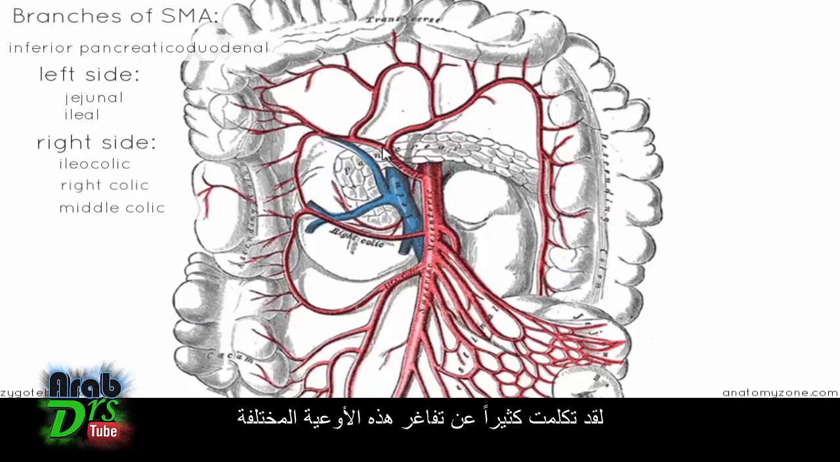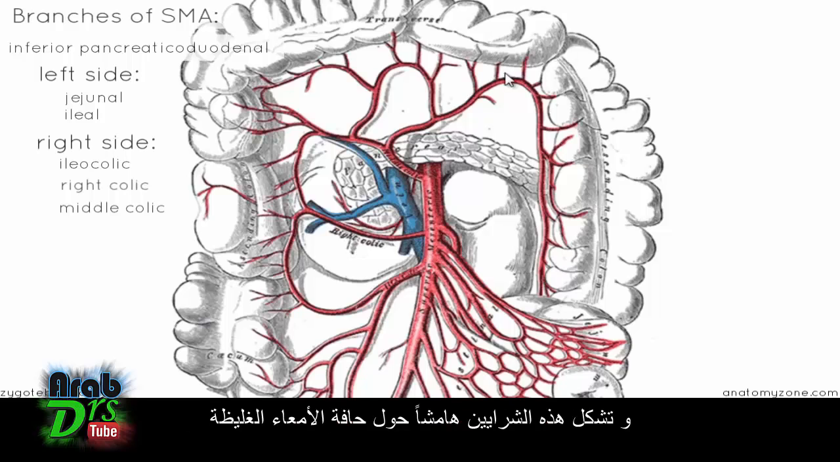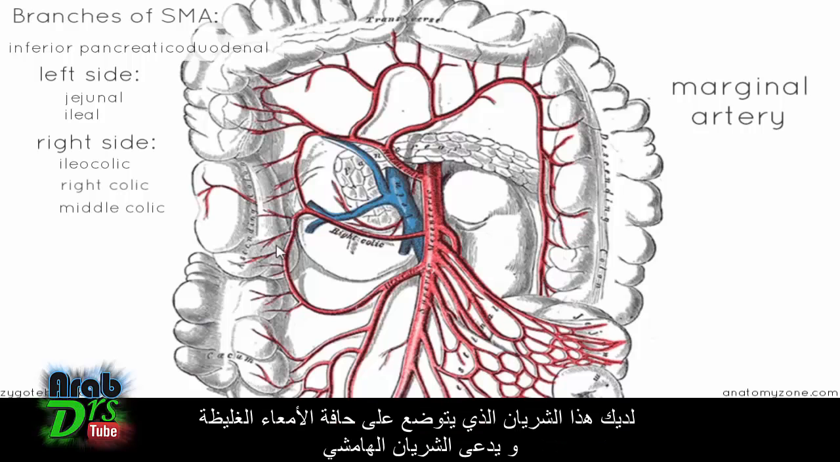So I've talked a lot about how these different vessels anastomose. So you've got anastomoses between the right colic, the middle colic and the left colic artery, and these arteries form a margin around the rim of the large intestine. So these edges of the arcs of these anastomosing arteries are called the marginal artery. So you've got this artery which lines the margin of the large intestine, and it's called the marginal artery.